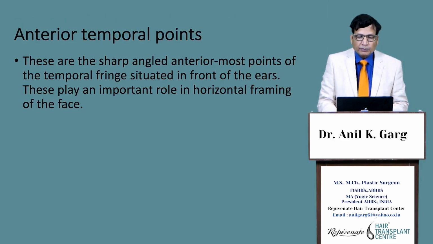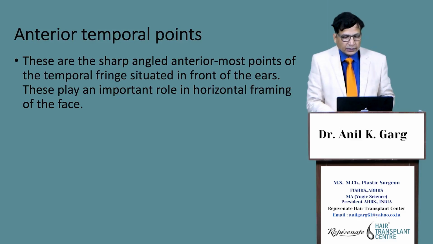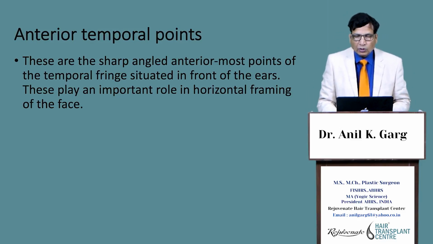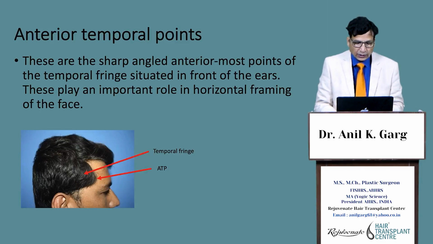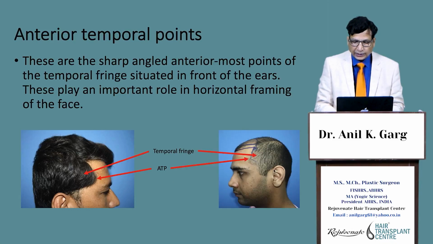Then the anterior temporal point, these are the sharp angled anteriormost points of the temporal fringe situated in front of the ear. These play an important role in horizontal framing of the face. This is the anterior temporal point or temporal peak point, this is the temporal fringe and this is the border. That's how we make it.